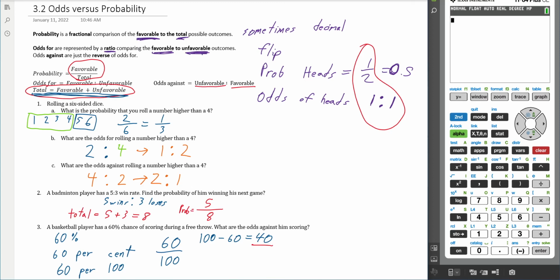Now this is our unfavorable number. What are the odds against him scoring? Well, we have to start with our unfavorable because it's against, and then we put our colon and put our favorable. So 40 to 60 are the odds.